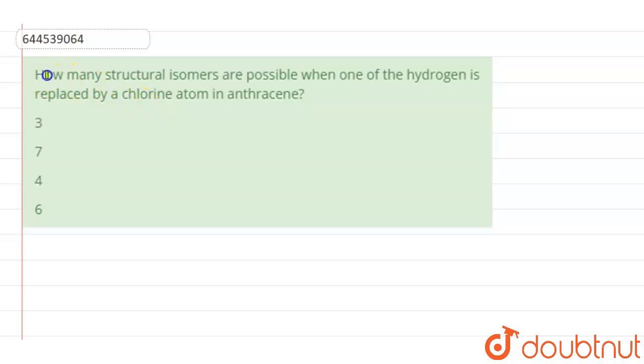Hello everyone. Let's see the following question. How many structural isomers are possible when one of the hydrogens is replaced by a chlorine atom in anthracene?